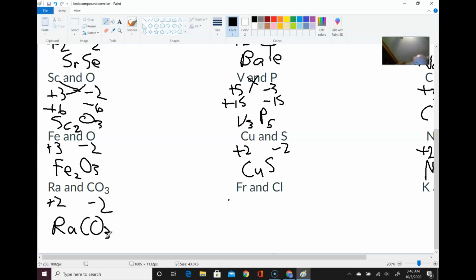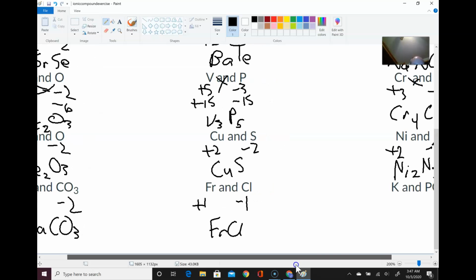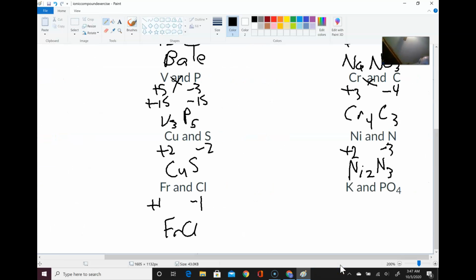Francium, it's in column 1A, so +1. Chlorine's in column 7A, so -1. Again, this just already balances. Francium chloride. And then potassium is in column 1A, and the polyatomic ion PO4 overall has a negative charge of -3. And so I'm going to say K3PO4.